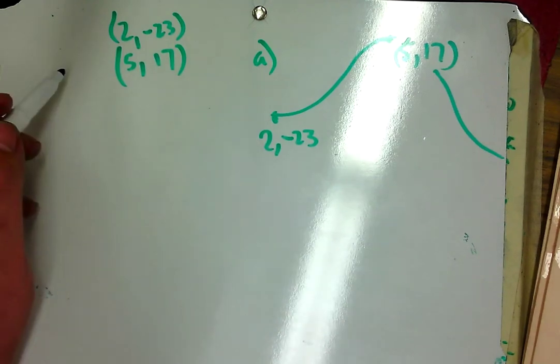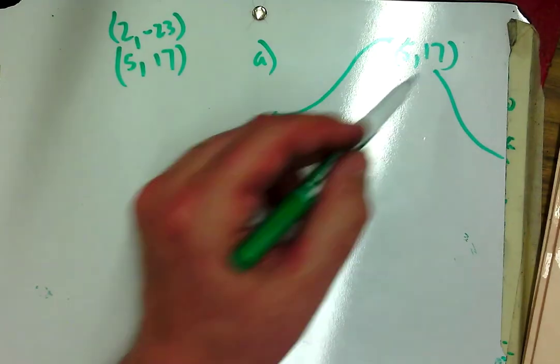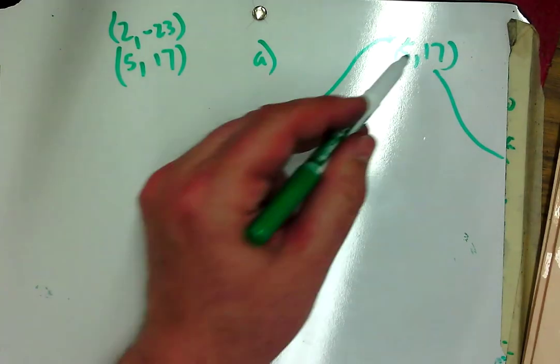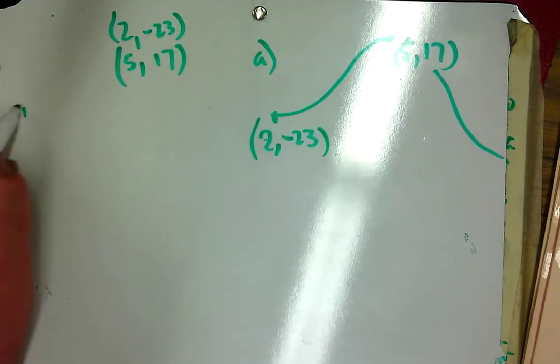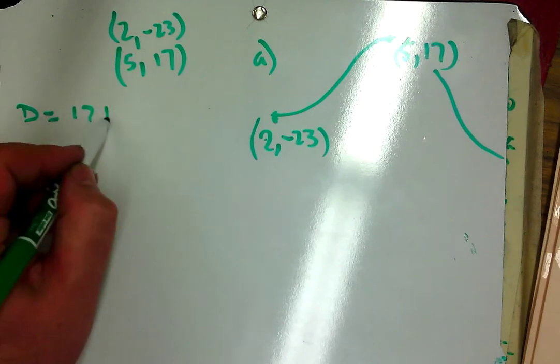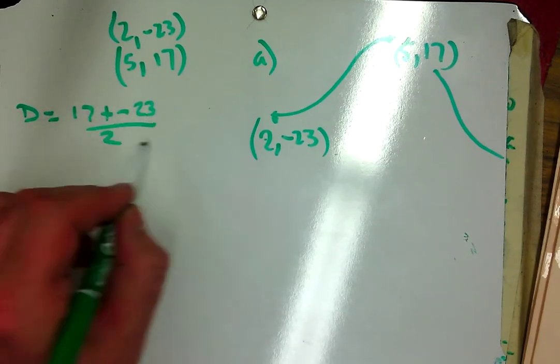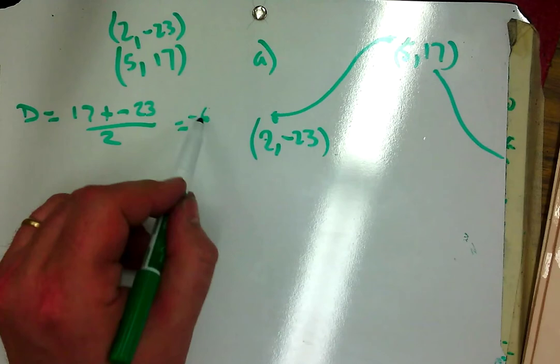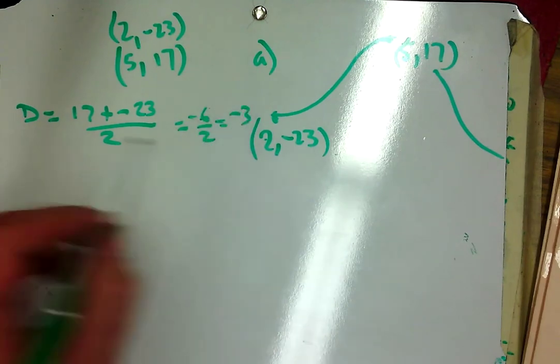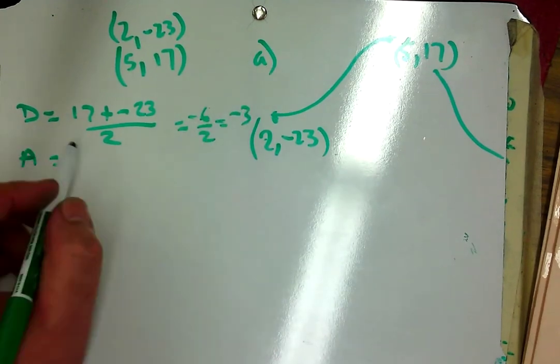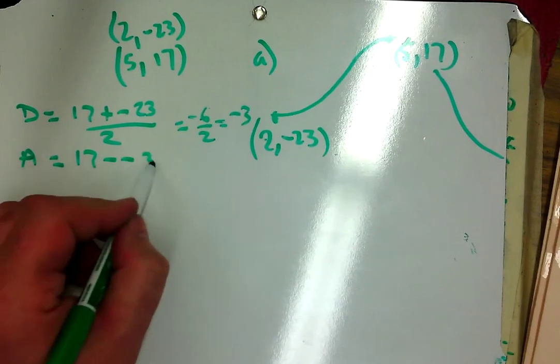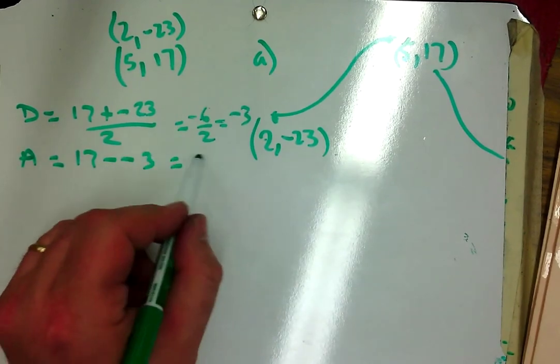Part B, write an expression for Tarzan's distance. These are the distances as a function of time. So we need a d value: 17 plus -23 divided by 2, -6 divided by 2, -3. A is 17 minus a minus 3, or 20.